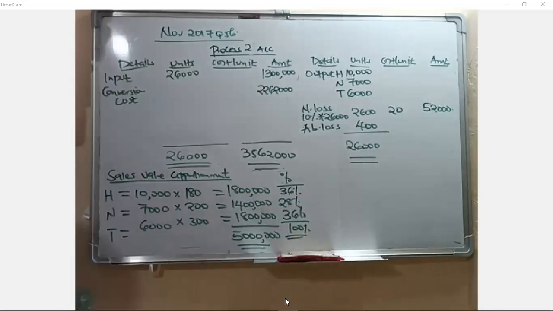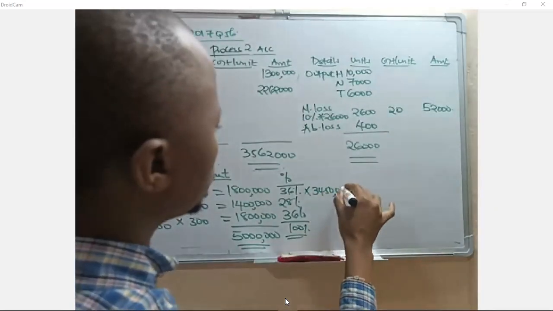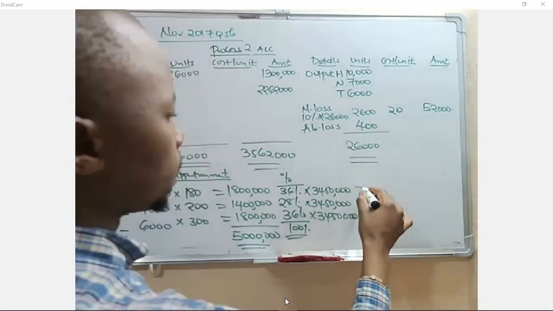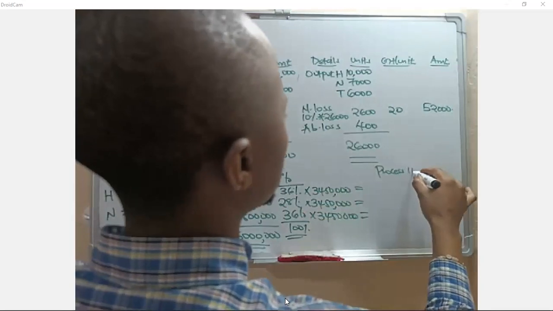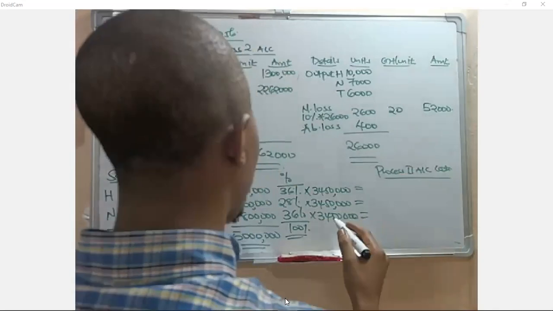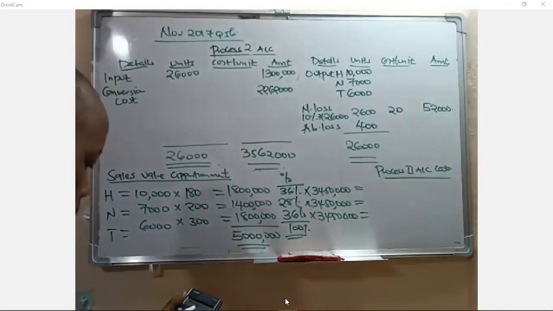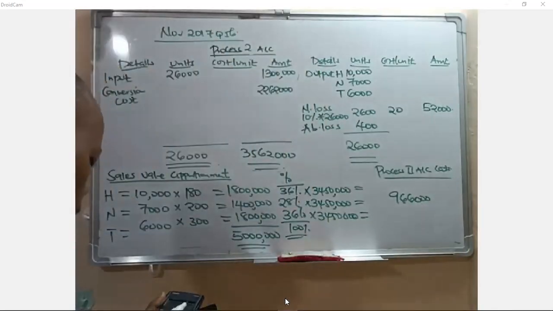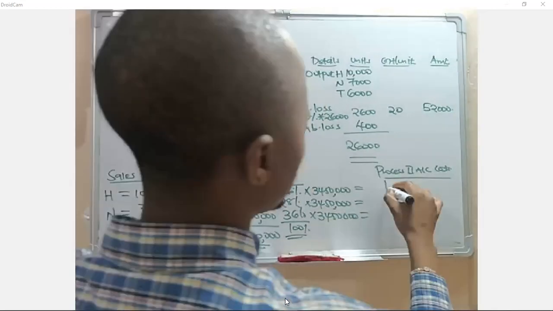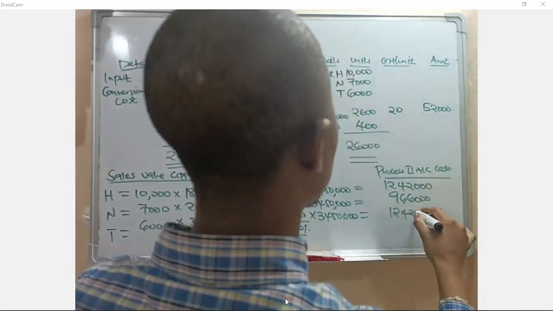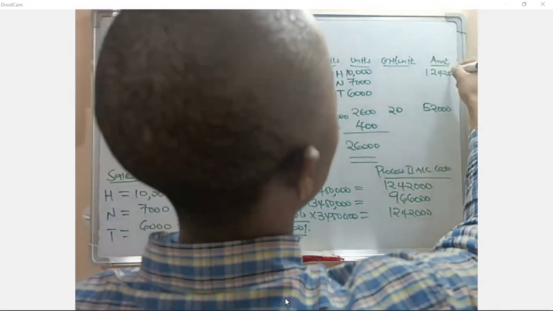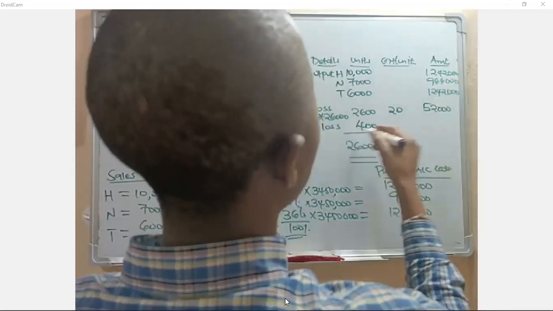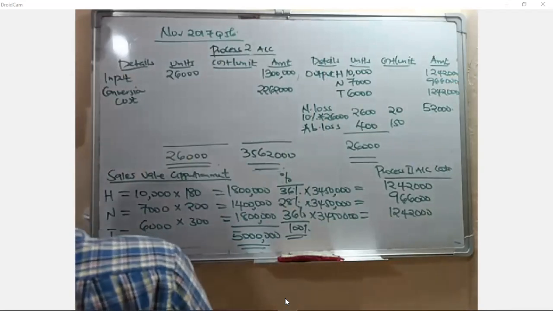Let us apportion the cost that we have gotten there. And our cost was 3450 times the percentages. We are getting the process two account cost. So the first one, let me start with 0.28 because it's the one that is in my calculator. So 0.28 times 3,450,000, getting 966,000. The other one is 0.36 times 3,450,000, and we are getting 1,242,000. So for H we are talking 1,242,000, the second one 966,000, then the third one is 1,242,000. Then the abnormal gain multiplied with 150. So 400 times 150, we are getting 60,000 here.